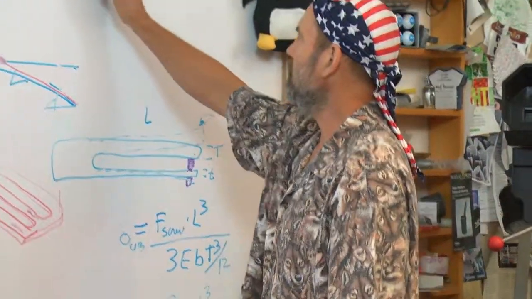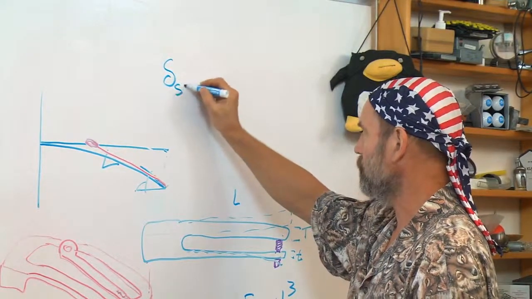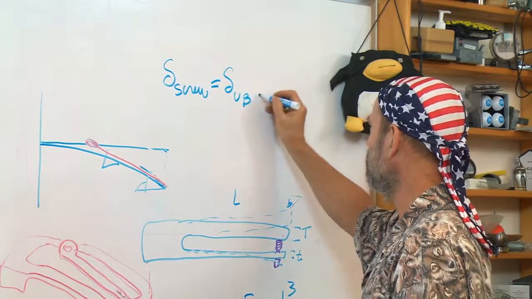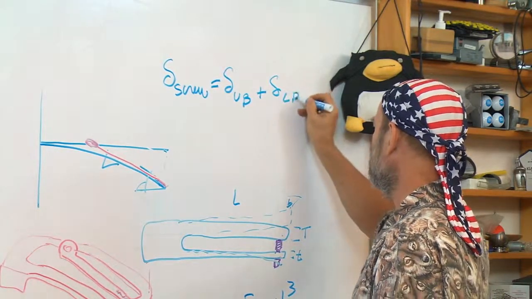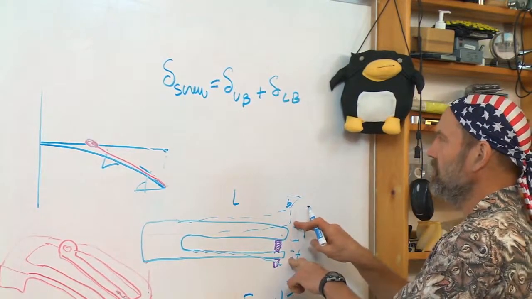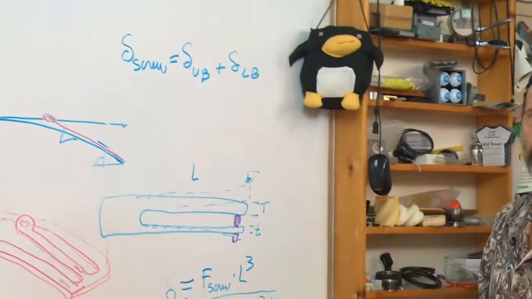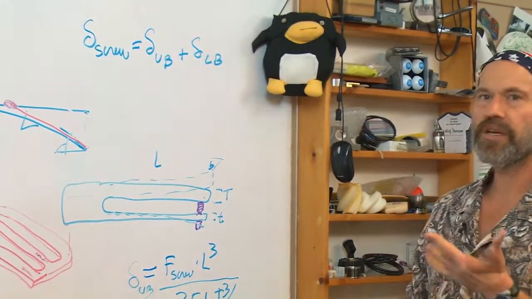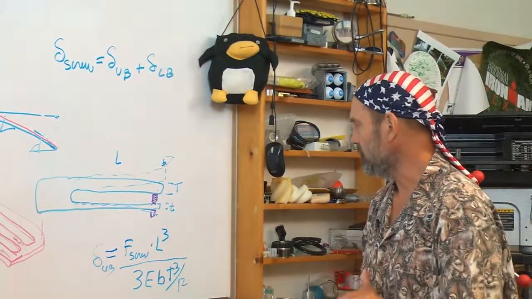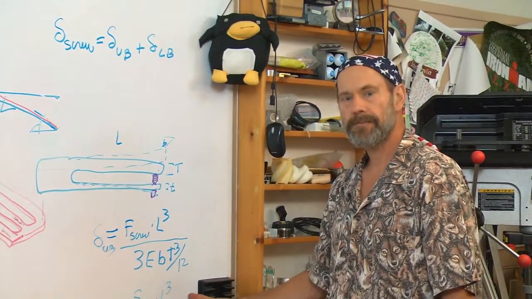In other words, the screw motion, let's call it delta of the screw, is going to equal delta of the upper beam plus delta of the lower beam. The lower beam is going to deflect down, the upper beam is going to deflect up. The sum of those two deflections is the amount that I move the screw. So hence, the transmission ratio I'm going to get from this system is going to be the ratio of these two equations here.